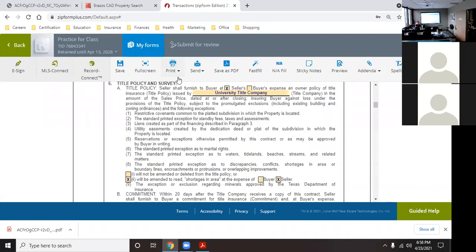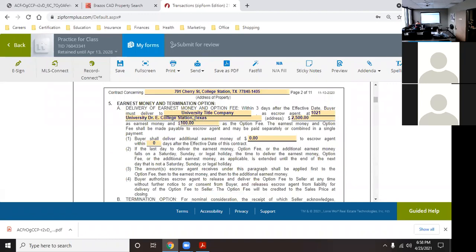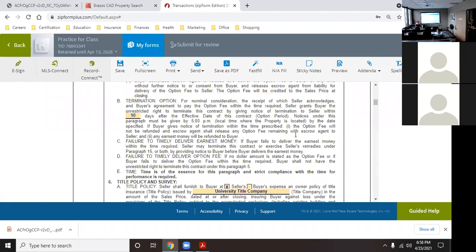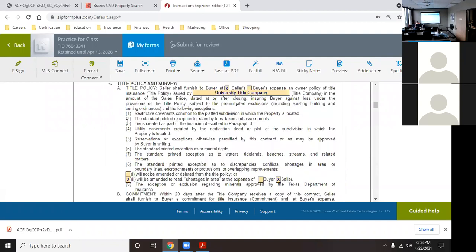The title policy and survey: the seller shall furnish to buyer at seller's expense. That is normal. That is the seller's expense. An owner policy of title issued by the title company. This is University Title. It should be the same company you use here. So University Title Company. Again, we talked about this yesterday.